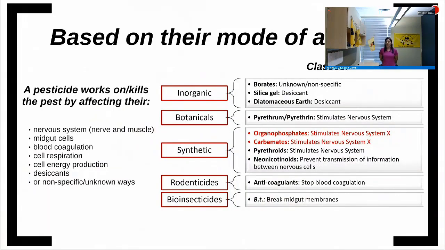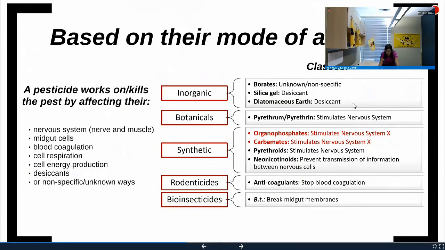Pesticides can be categorized based on their mode of action as well. So what is a mode of action? It's how a pesticide works on or kills the pest. And their mode of action could be the nervous system. We have pesticides that will act on the nervous system, nerve and muscle, such as pyrethrum, pyrethroids. These first two stimulate the nervous system. Neonicotinoids prevent the transmission of information between nervous cells.